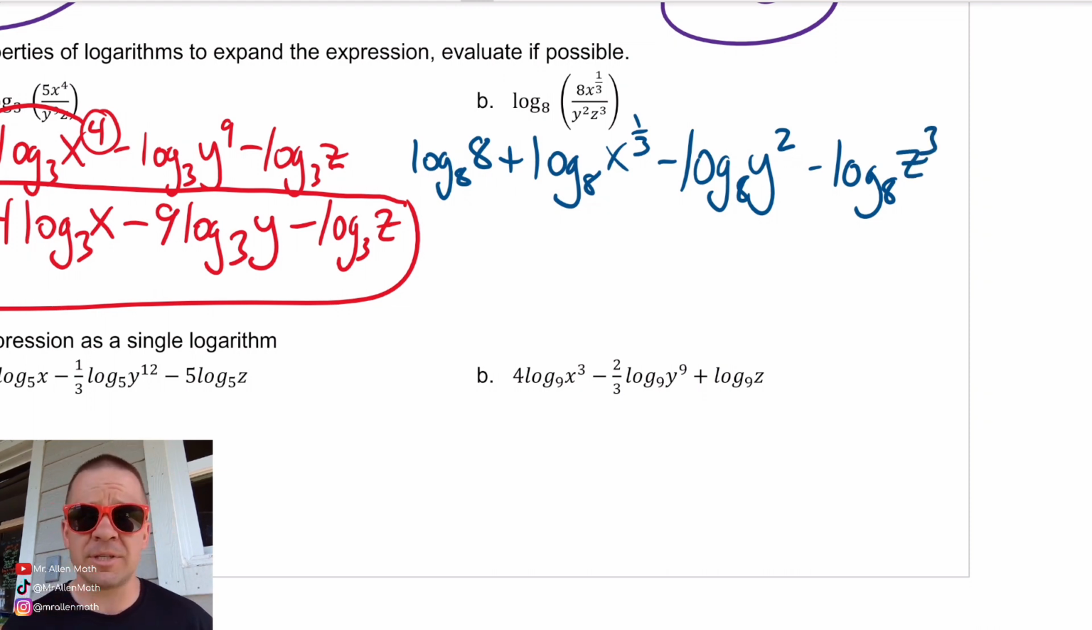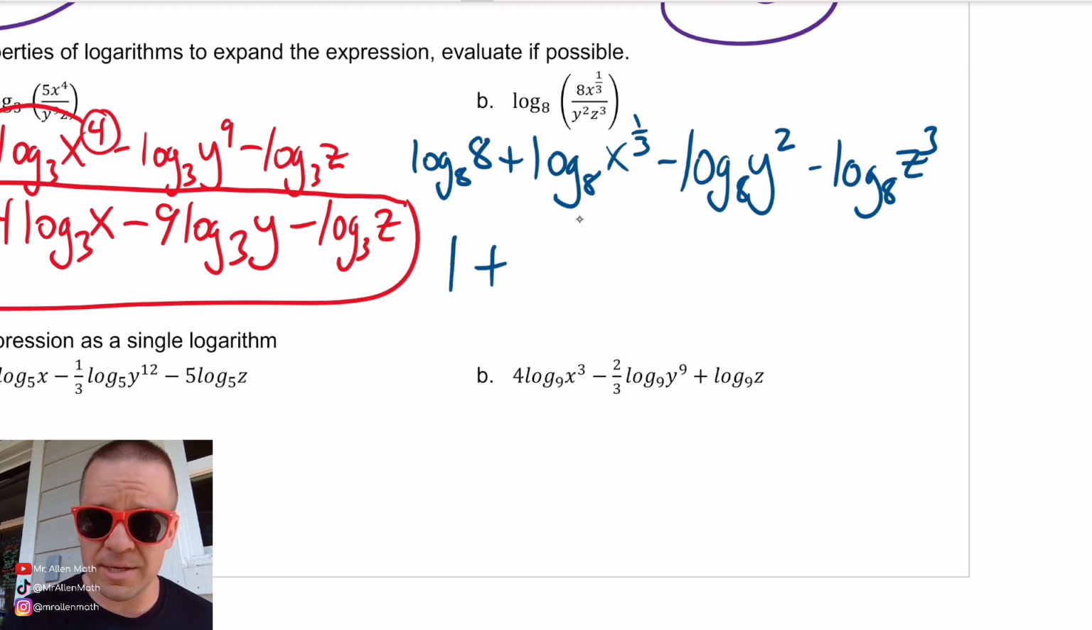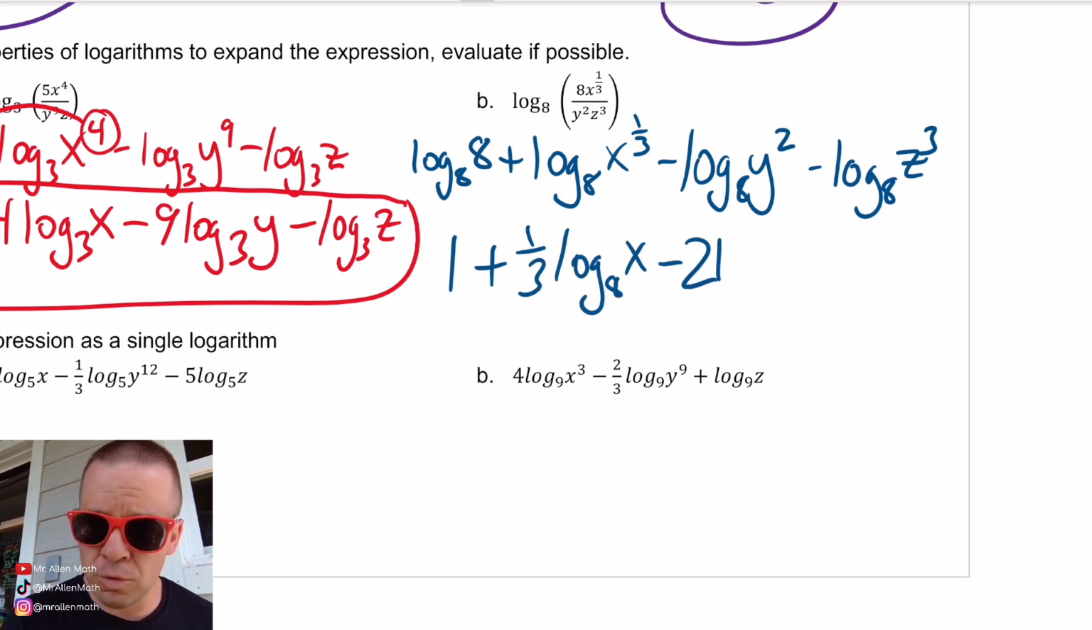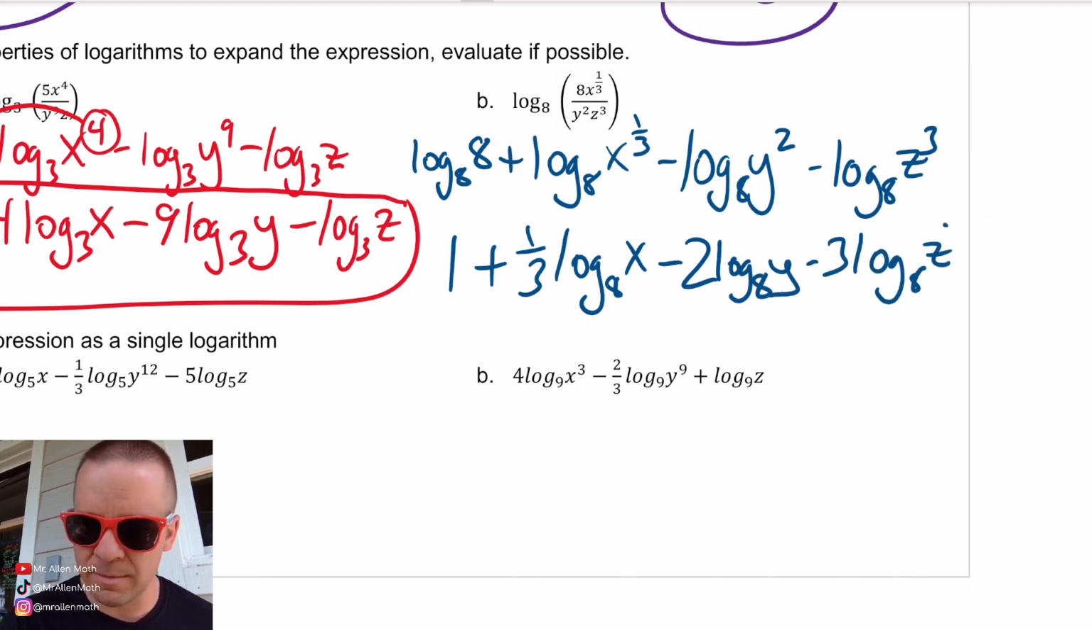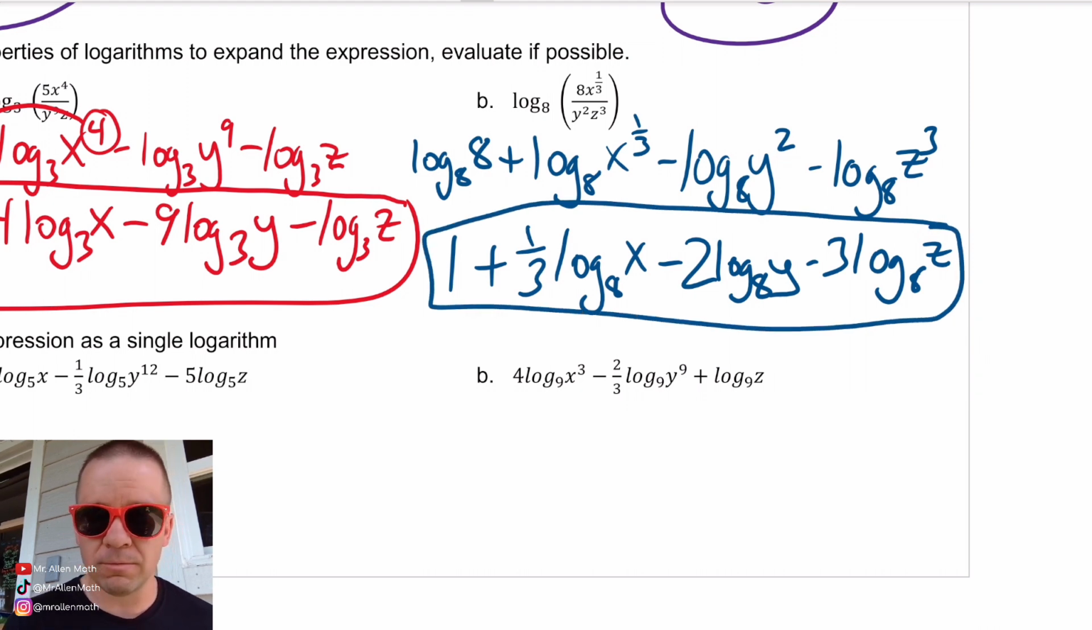Now I can move my exponents and evaluate if possible. Log base 8 of 8, that's just 1, okay, 8 to the first power equals 8. Plus, and then I have 1/3 log base 8 of x. Then we have minus 2 log base 8 of y, and we have minus 3 log base 8 of z. That's it. That's dope. Expanded.